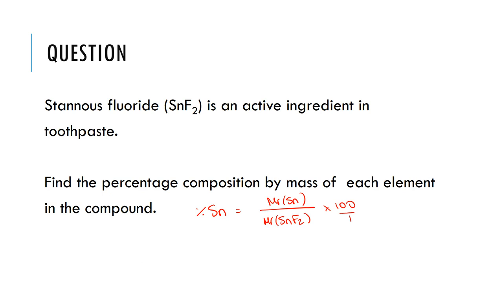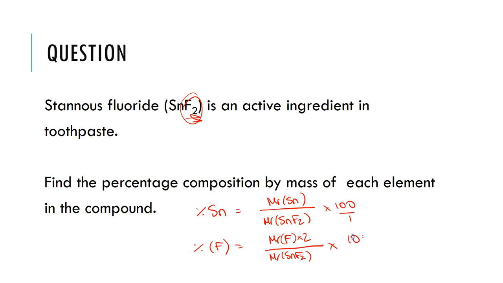And then if we wanted to find fluorine, remembering that we've got 2 fluorines in each lot of our compound, the percentage of fluorine is going to equal the molar mass of fluorine, and this time it's going to be times 2 because I've got 2 fluorines in it. And then that one's going to be divided by the molar mass of SnF2.